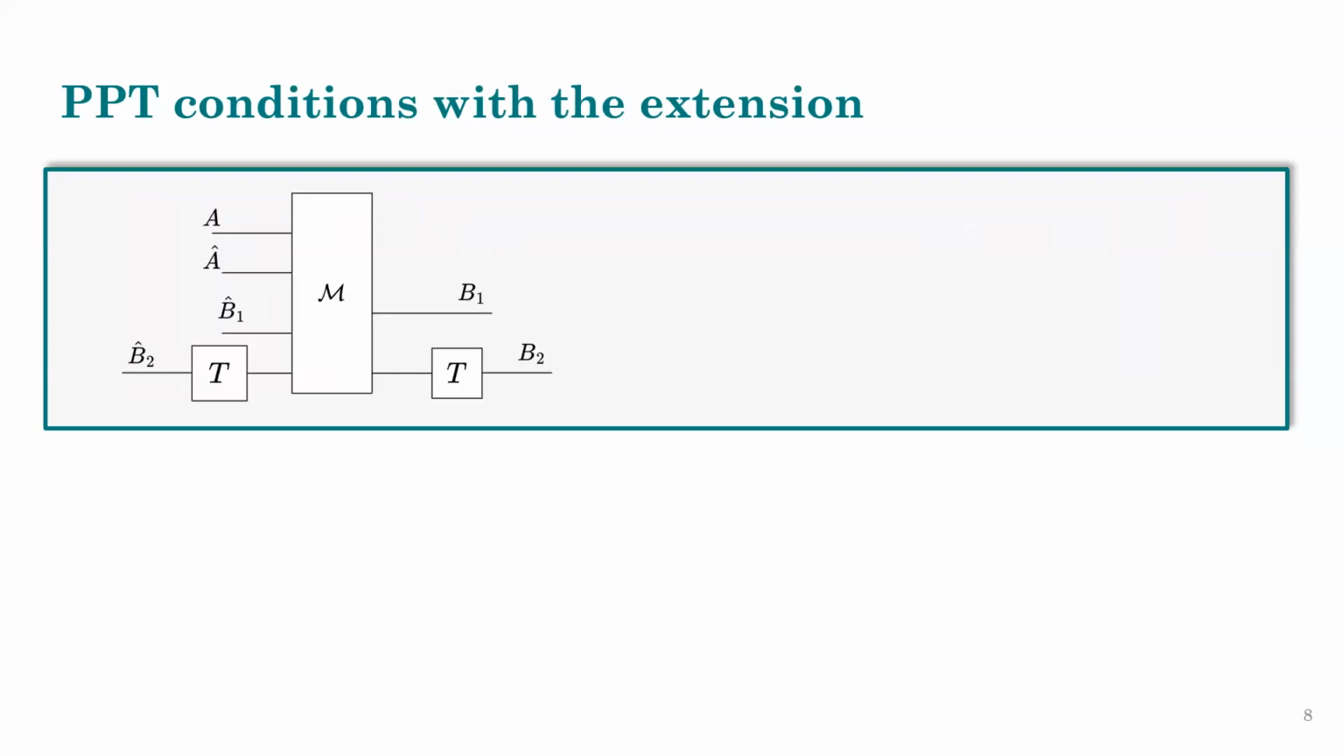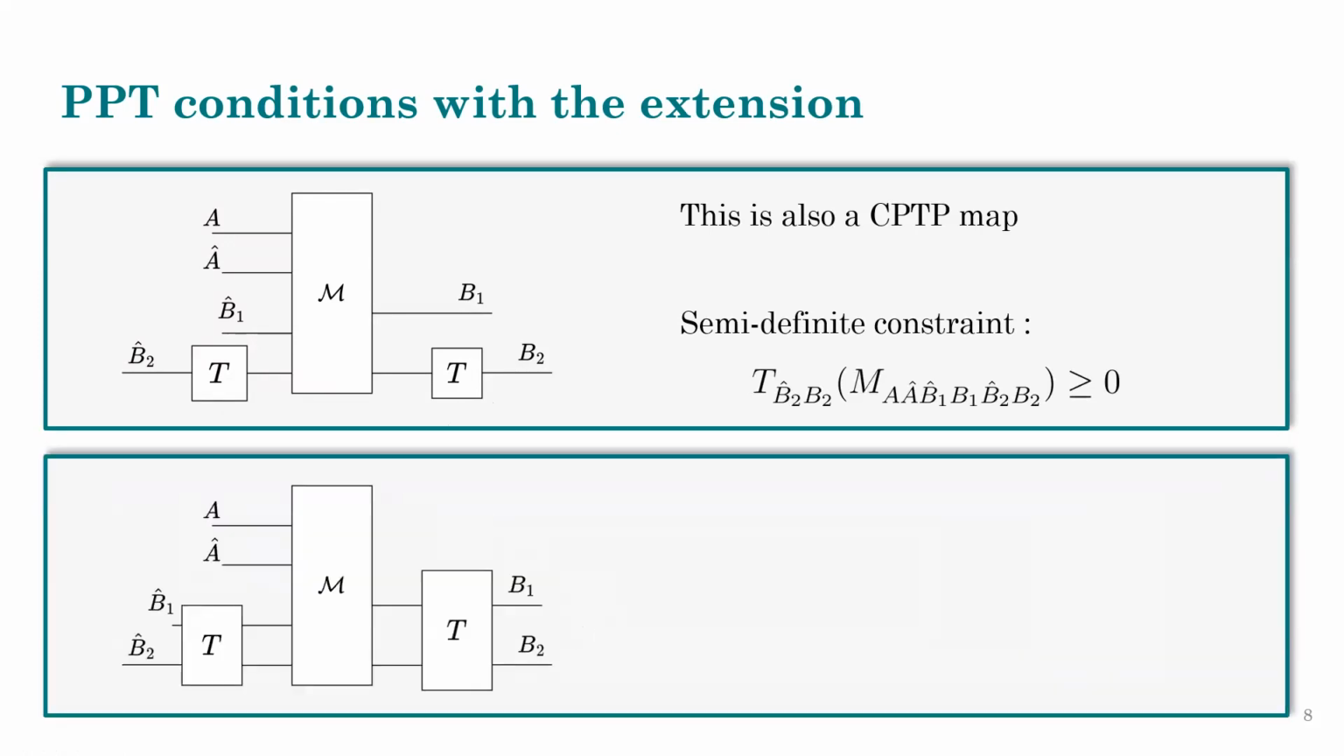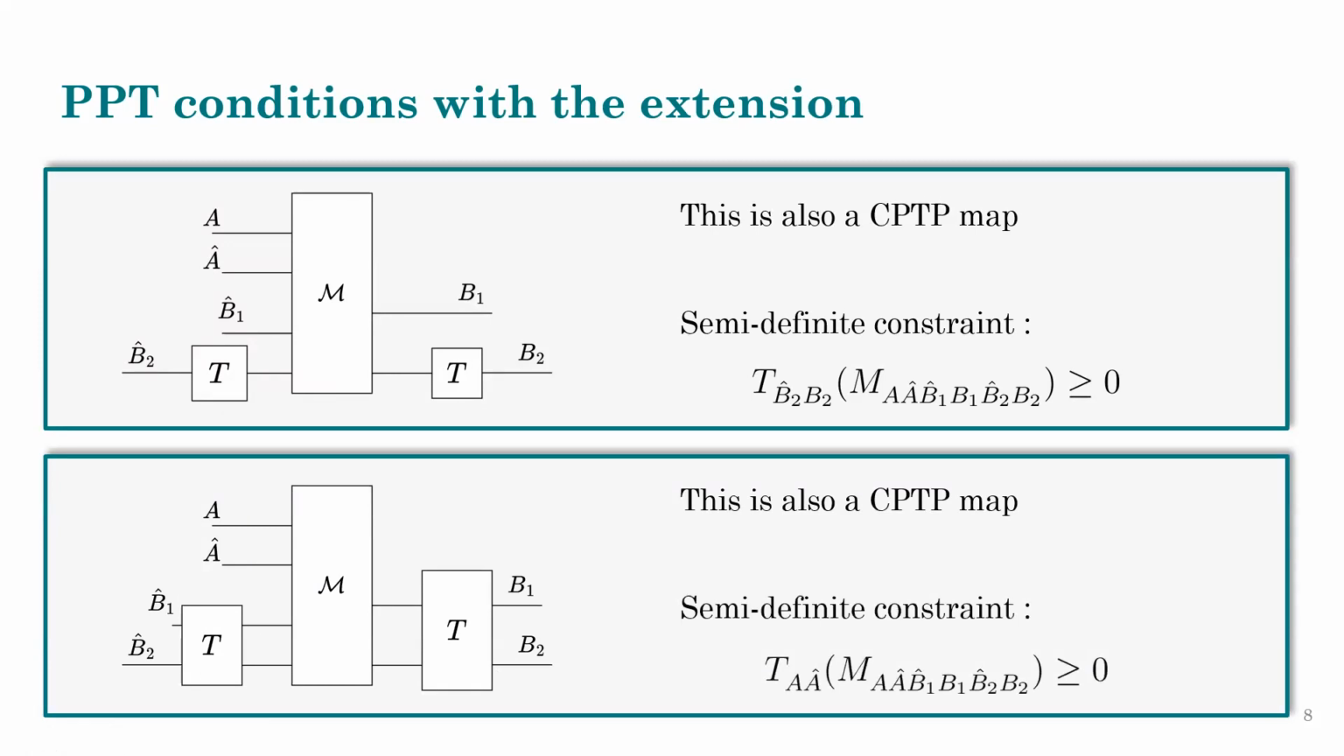So now we look at the PPT conditions for this extension. A channel is PPT preserving if the partial transpose on one of the systems... So this transpose is not a channel. This is just an action, and we demand that this total action is also a quantum channel, that is a completely positive and trace preserving map. And this can be written as a semi-definite constraint. And we demand that the joint system of both Bobs is also PPT preserving. So this also has to be a quantum channel, and it has a simple semi-definite constraint.